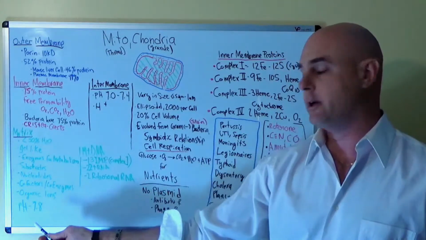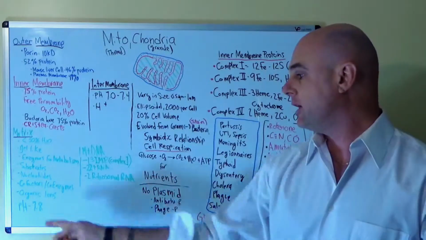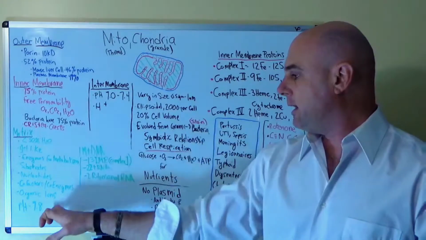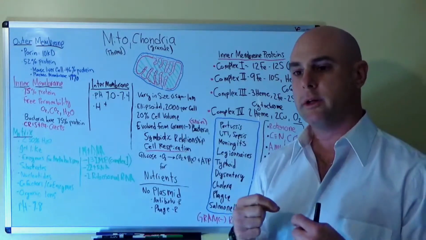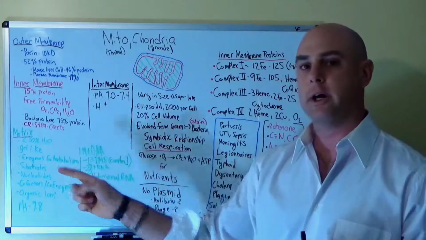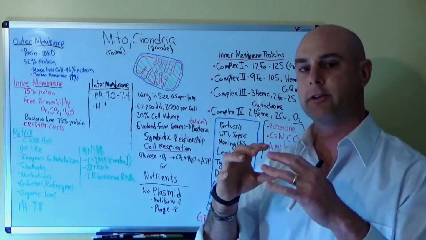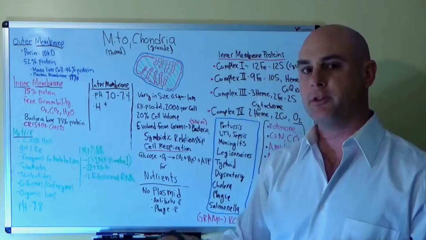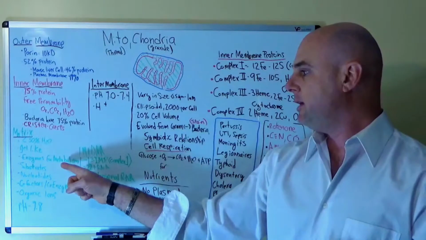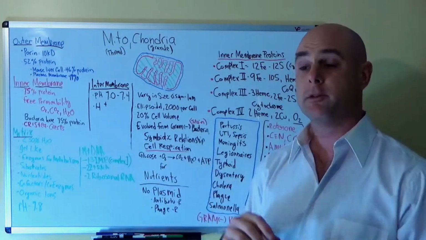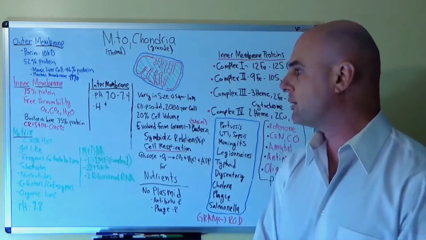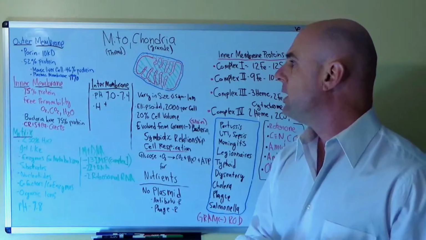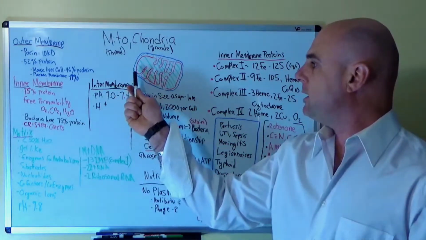And another thing to point out here is that the pH of the matrix is roughly 7.8, which is pretty alkaline. And alkalinity, or pH, is important for enzymes, because the pH is critical for the enzyme to fold correctly. So if this pH jumps too high or too low, the enzymes and the proteins will not be able to fold correctly and will not be able to function properly. So pH is incredibly important in the body, in cells. And then we have the inner membrane.